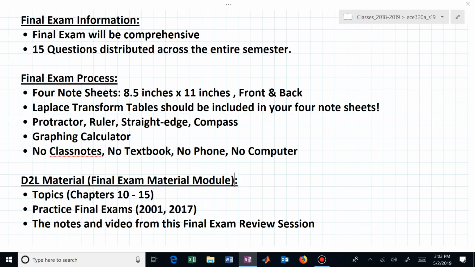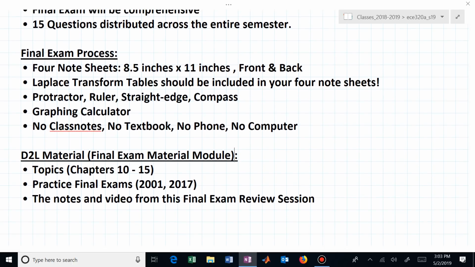You can have 4 sheets of notes, front and back, 8.5 by 11. If you need Laplace transform tables, make sure those are included in your 4 sheets of notes. And if you want to bring a protractor or a ruler, a straight edge or a compass, you may. I don't know that we need a compass here, but in another class, a compass can be used. So you can have all of those drawing instruments. Graphing calculator, but no class notes, no textbook, no phone, or no computer.